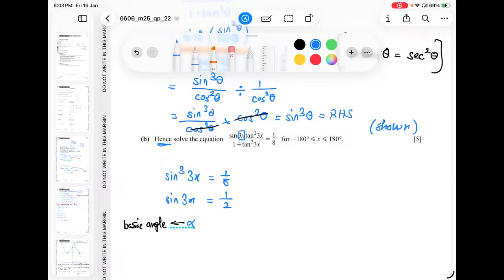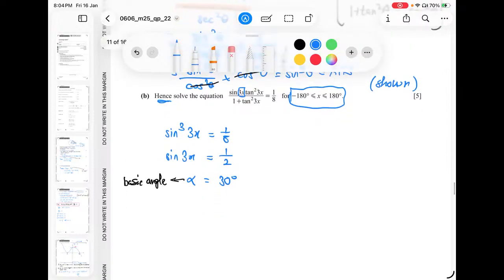Why we find only the basic angle before we find the exact angles is because of this condition. The domain for x should be between negative 180 and 180. So this basic angle is very important to be found. The basic angle for sine theta should be 30 degrees. So when you do sine inverse of half, you get 30 degrees. So that's your basic angle.